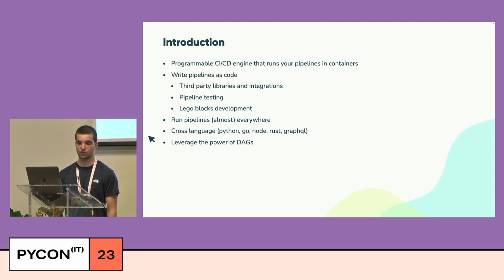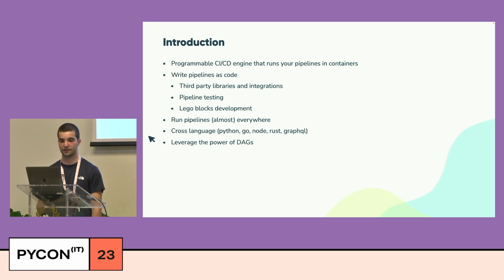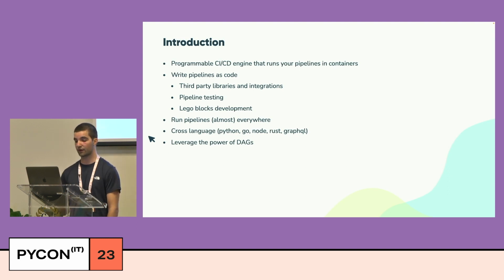It has cross-language support. It has an SDK for Python, Go, Node, Rust, and the GraphQL API, so you can use any language you want by interacting with the GraphQL APIs to write your CI/CD pipelines. And finally, as the name suggests, it uses a DAG, or directed acyclic graph.